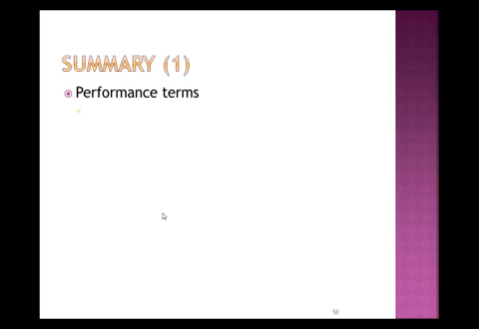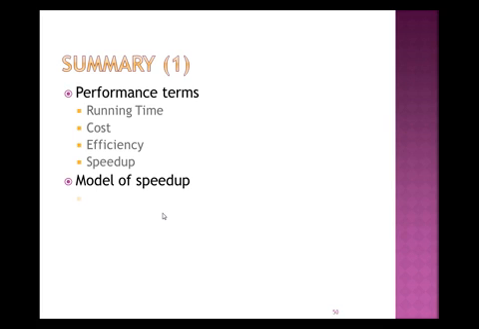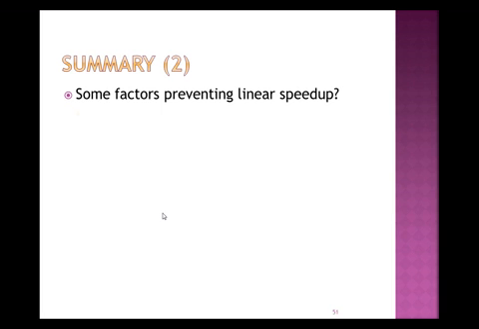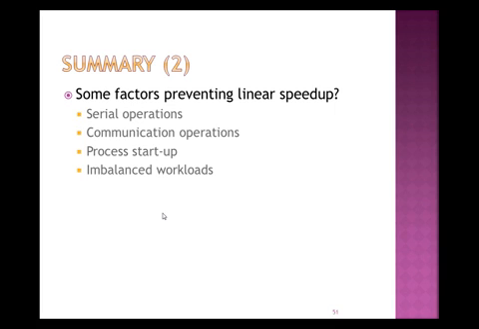Now, what are the summaries? Performance terms, that is running time, cost, efficiency, speedup. Then the model of speedup, that is serial component, parallel component, communication component. Then what are the factors that prevent linear speedup? Serial operations, communication operations, process startup, imbalanced workload, and architecture limitations. This is what we have covered in today's class.